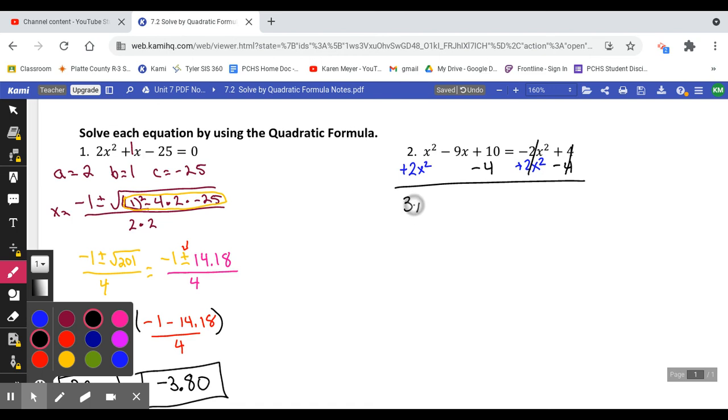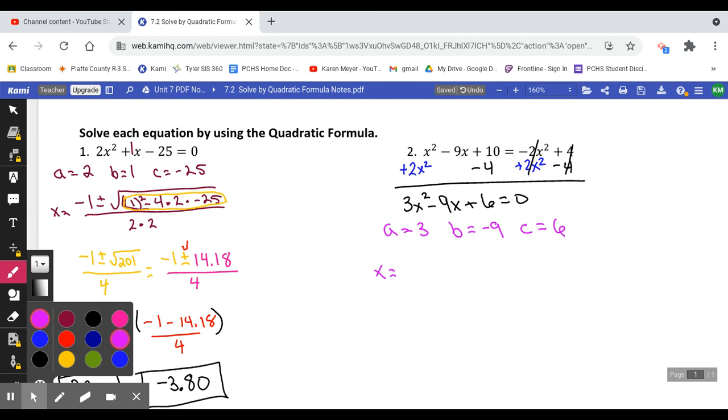So you're looking at 3x squared minus 9x plus 6 equals 0. Now with the quadratic formula, you don't have to worry about a GCF unless it's a letter. If it's a number, we don't care because we're just going to plug the numbers into the formula, no big deal. So we don't have to worry about the fact that all of these are divisible by 3. We're just going to list out: a is 3, b is negative 9, and c is 6.